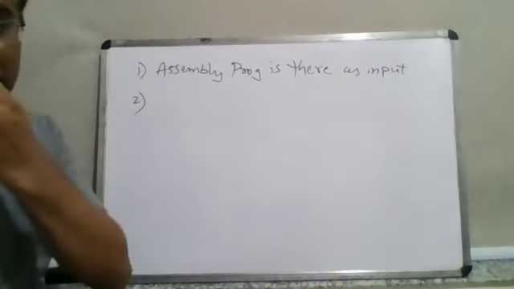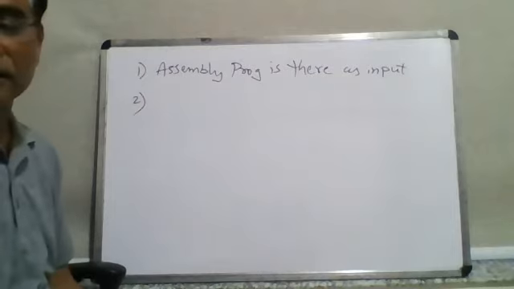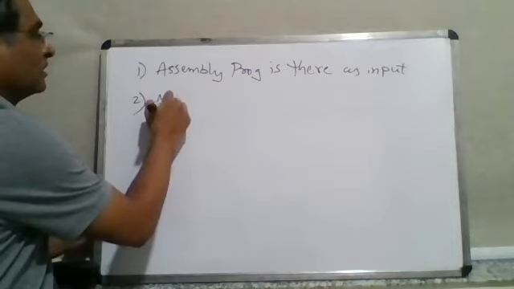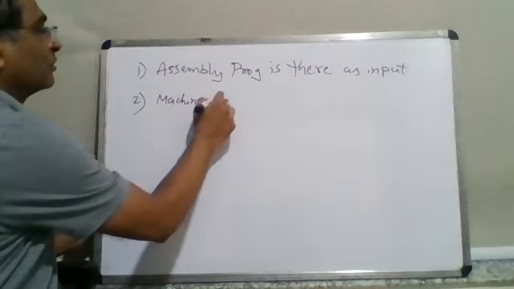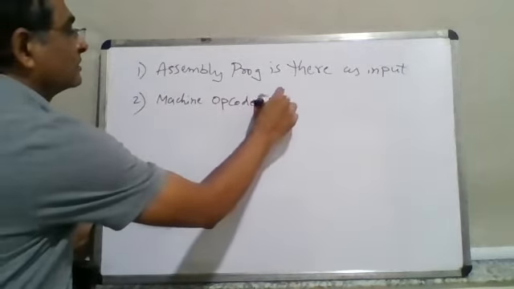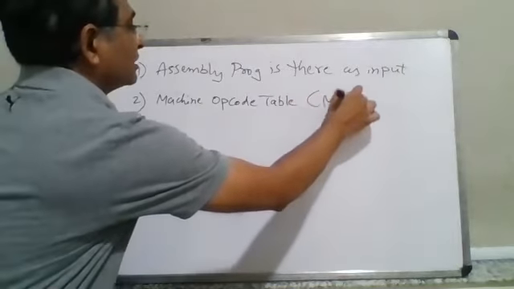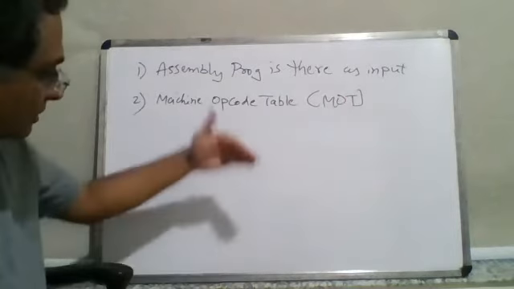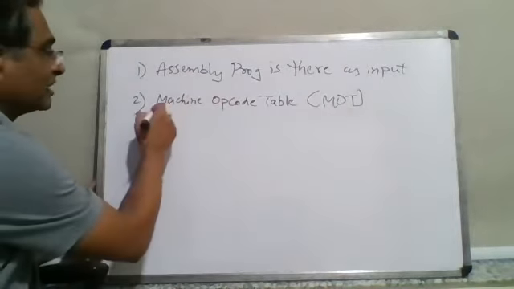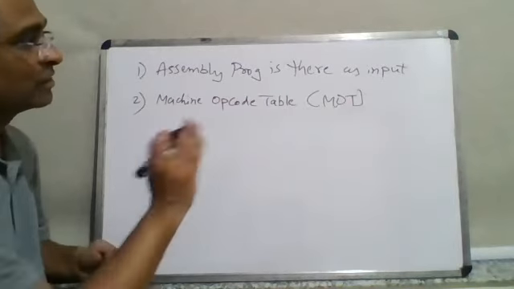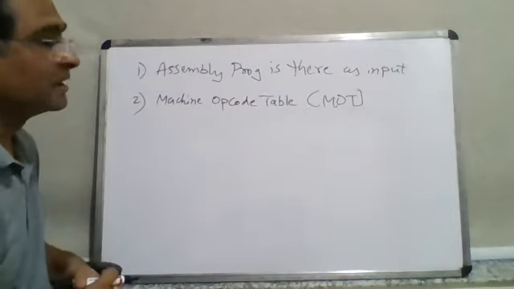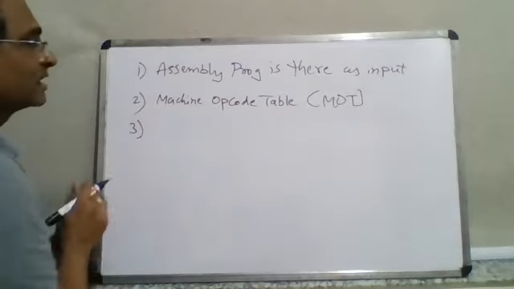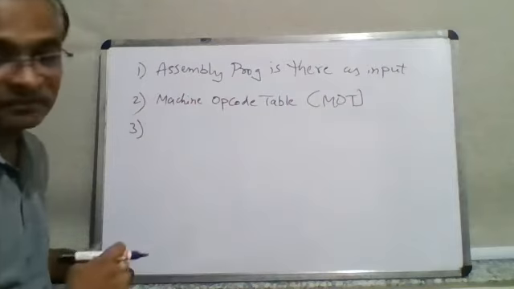Then at the second level, we have tables of different types. There is one machine opcode table, sometimes called the MOT table in some books. We will look into what this MOT table is all about after listing the various data structures. This is very important, and you need to remember the machine opcode table so that the appropriate machine code for the assembly program can be generated smoothly. This is one table that I will cover after this. The other basic data structures come next.